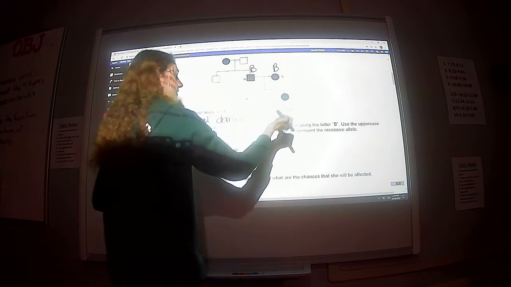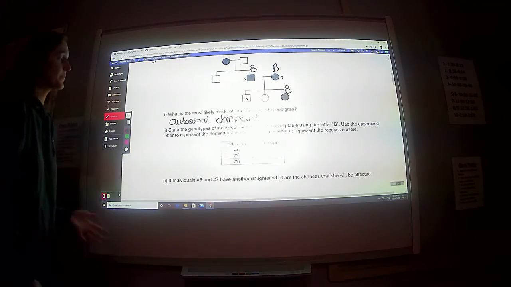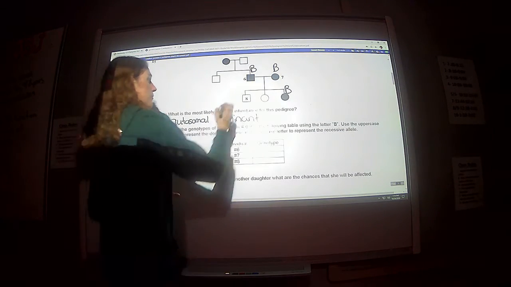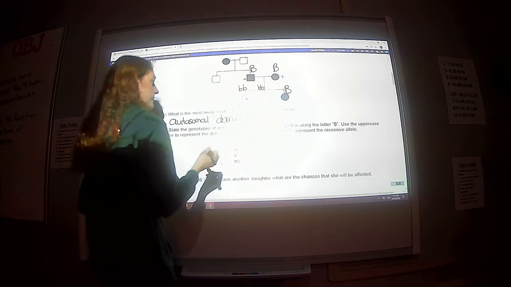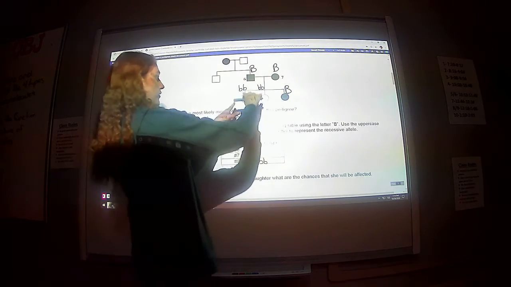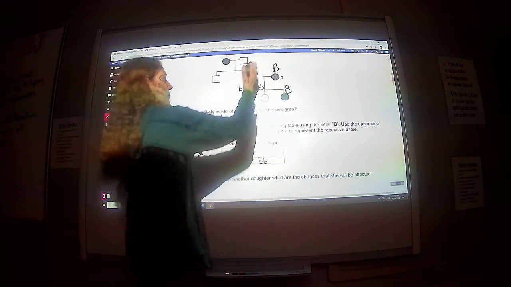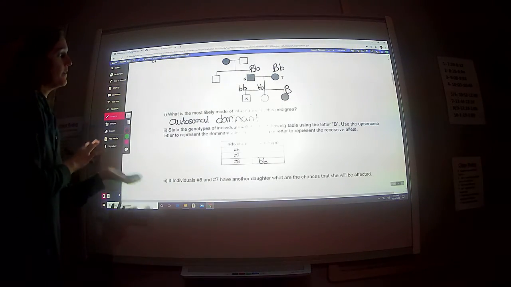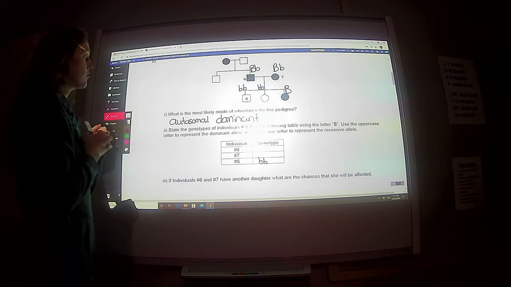So because they definitely have it, I know that all these guys have at least one capital B. Now these ones down here do not have it, so they must be recessive. They have to have two recessive alleles. So person number 8 is going to be two littles. And in order for number 8 and this random girl here to not have it, the parents have to be heterozygous, and that gives them a 50-50 shot of giving you the dominant trait.